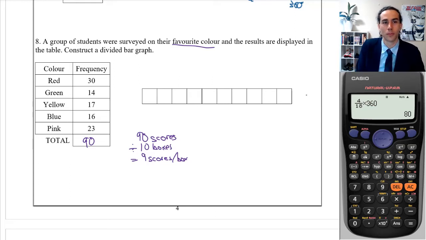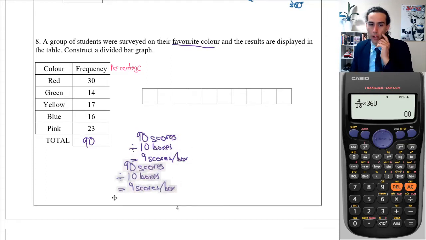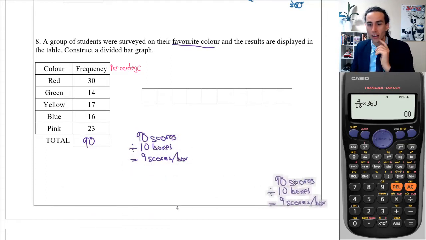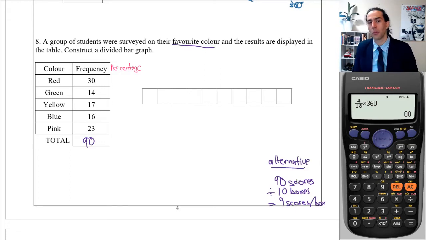So, for the first one, I'm going to pause. All right, change my mind. We're going to do percentage. Because there's 10 boxes, that fits in nicely. I'm going to cross out this 9 scores per box thing. I'll just move it down here and just say another way. That's another way of doing it. Because then you'd have to say like, 30 scores is 3 and a bit scores per box. But no, I'm just going to do a percentage.